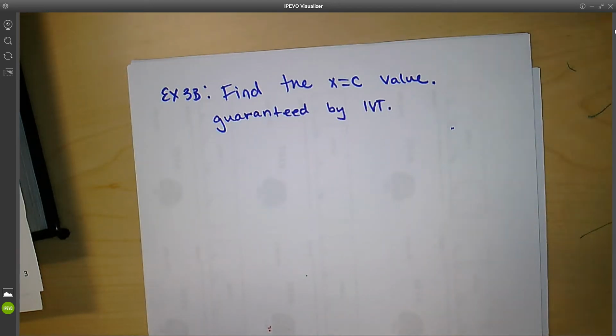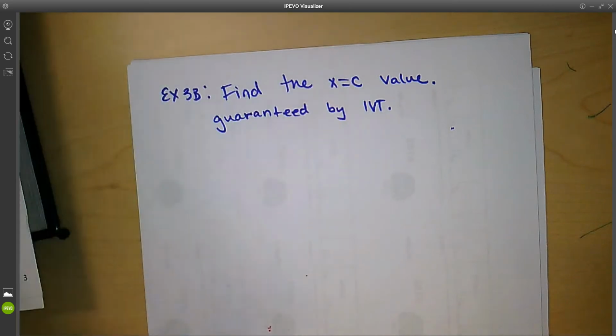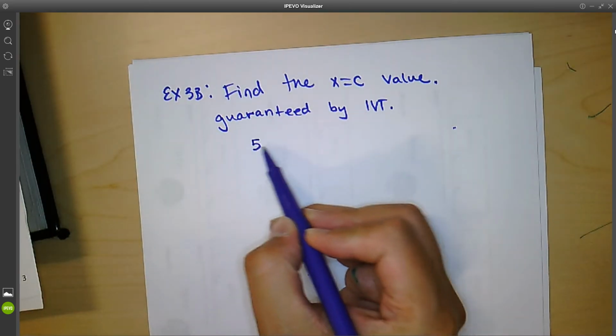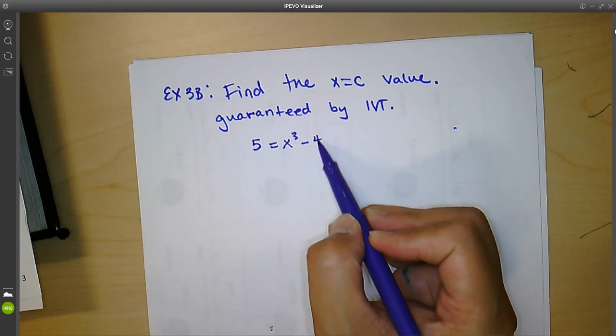So if IVT doesn't work, you're not going to go and look for a c value, but sometimes they'll say go and find the c value. The c value is the x value that produces an output of 5. So for this question, we will be setting it equal to 5.